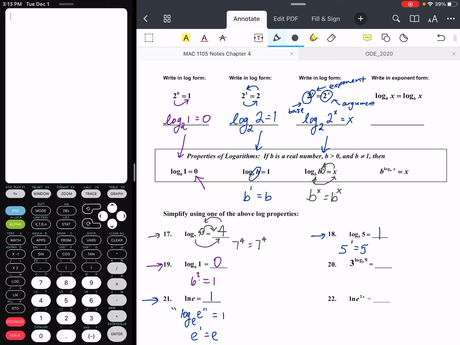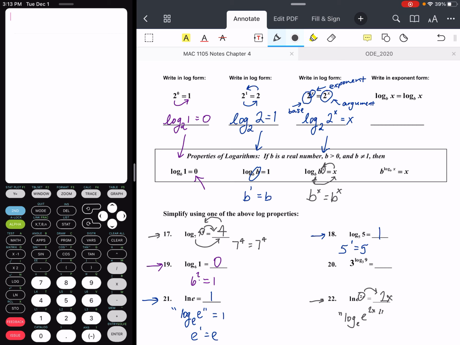Let's see, if we go over to number 22, this is another example of this property. And again, even though we're not really going to write it like this, let's just pretend like we're writing this natural log as log base e of e to the power 2x. Notice that the base of the log and the base of the argument match. They're equal to each other. So that means that we get our exponent of 2x.